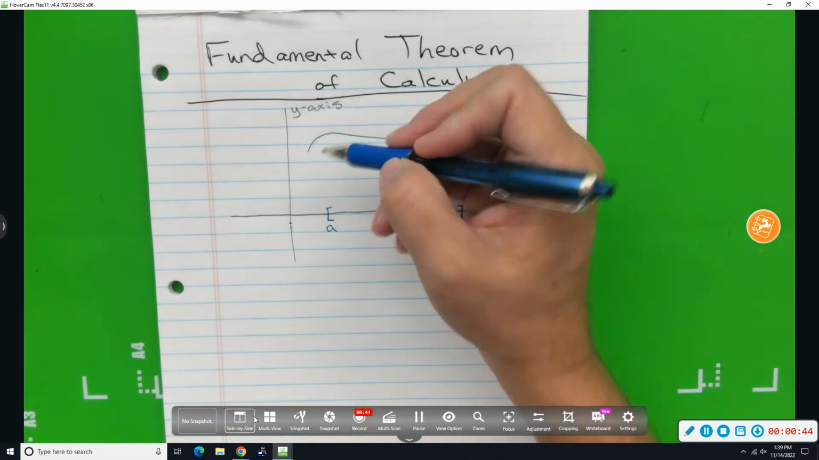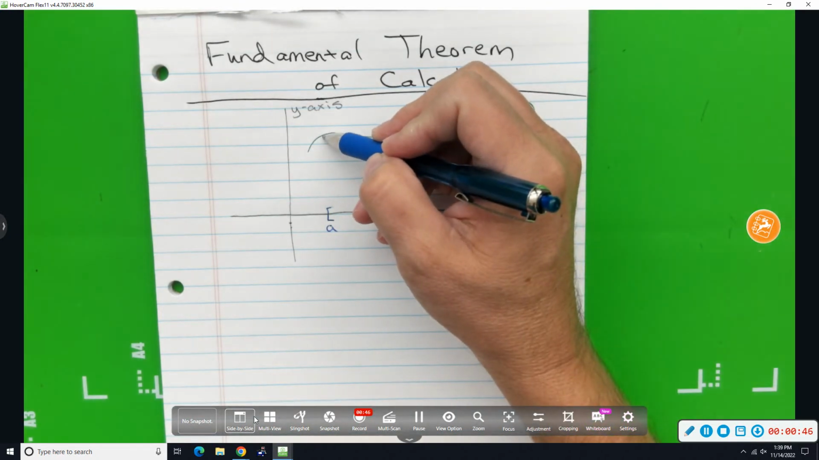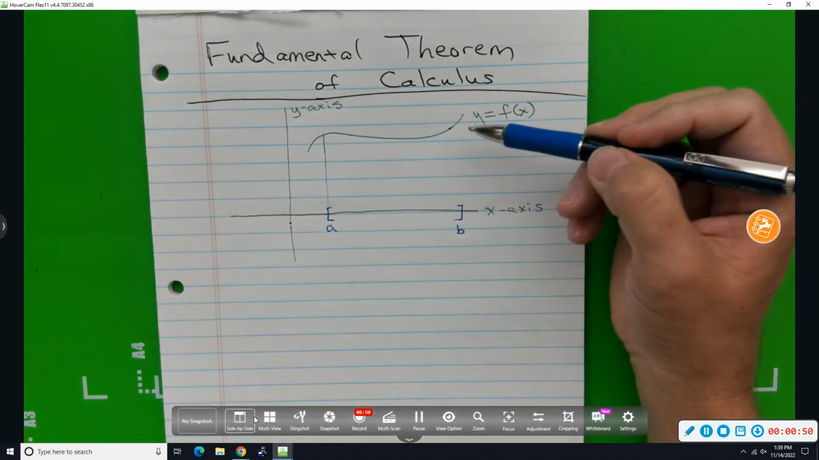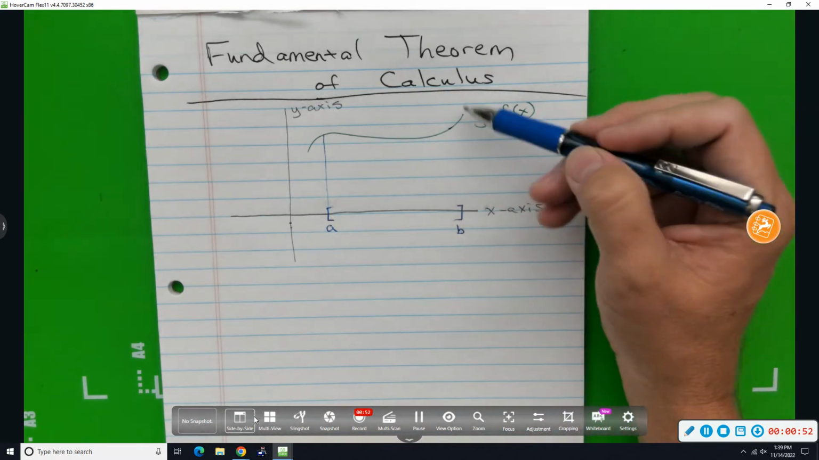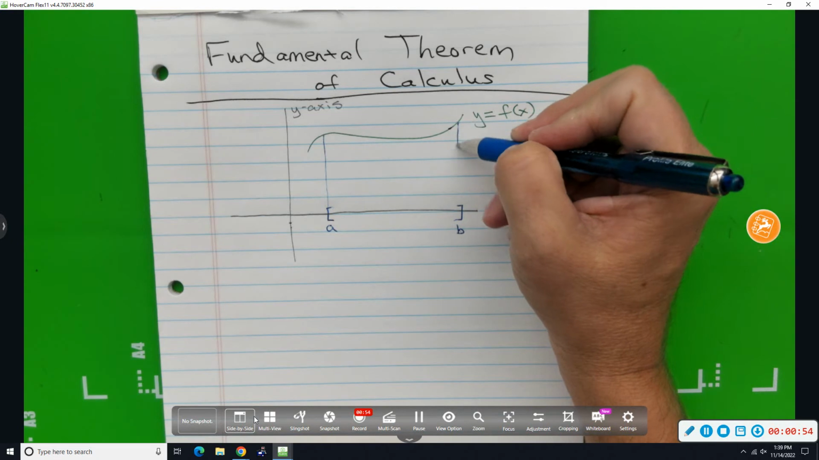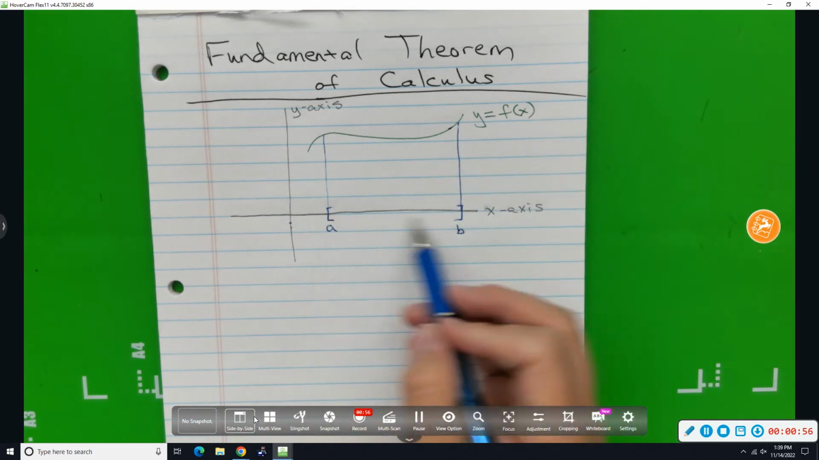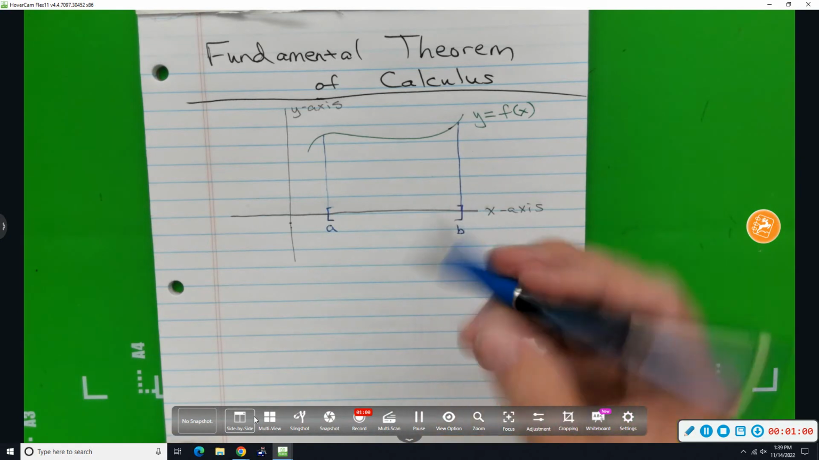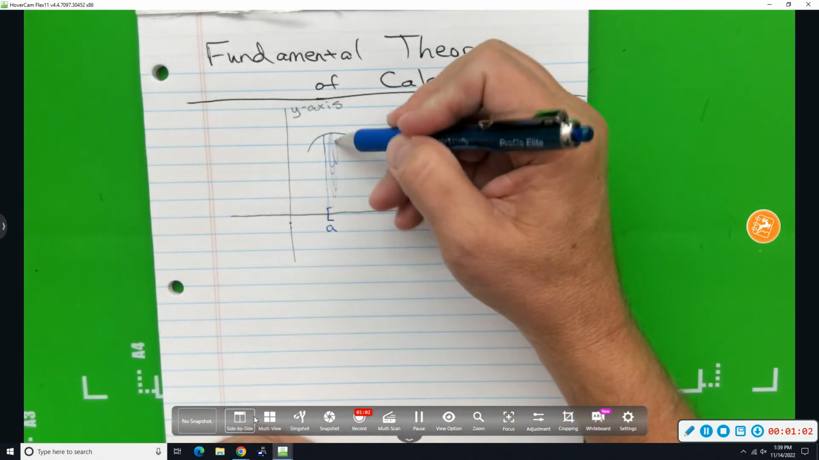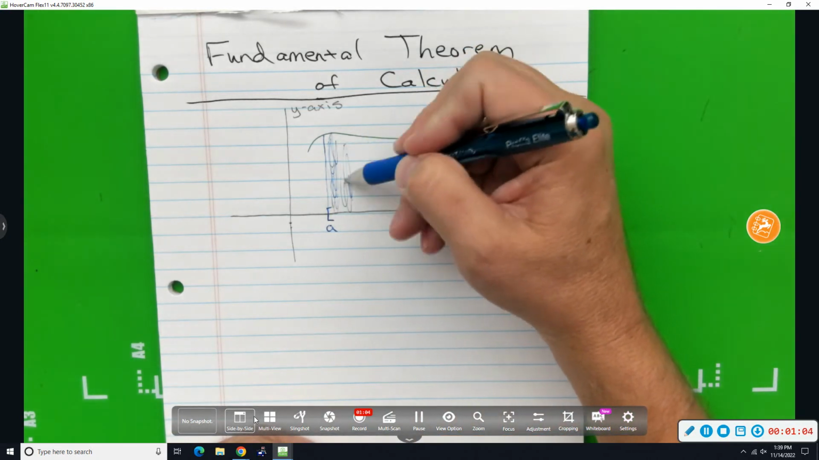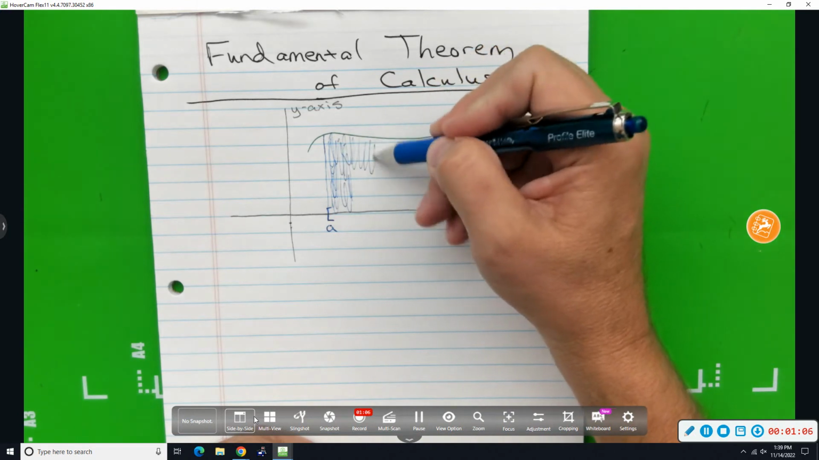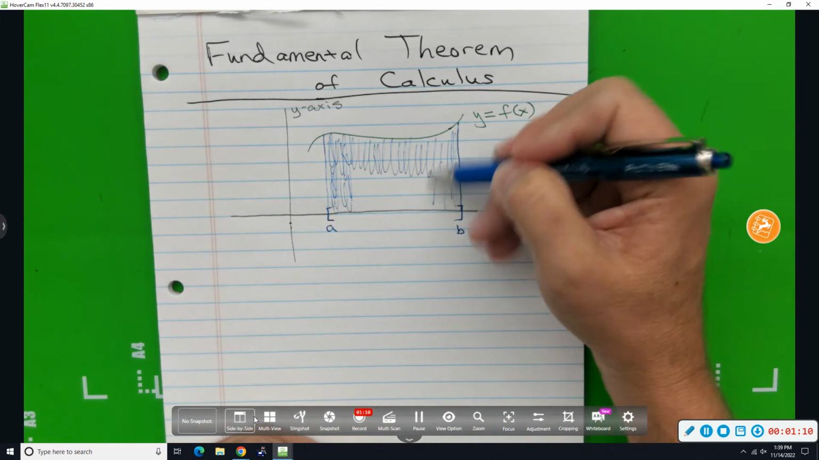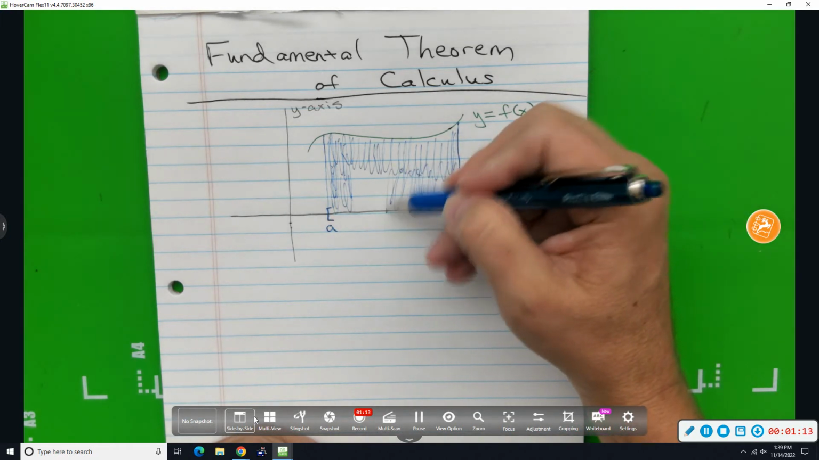If I wanted to know the area bounded by the graph of y equals f of x, the x-axis, and the vertical lines x equals A to x equals B. That's this area right out here. I want to know that shaded area.